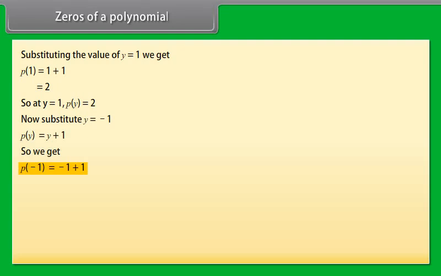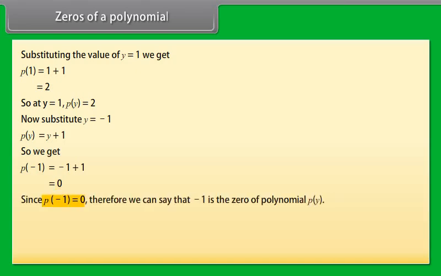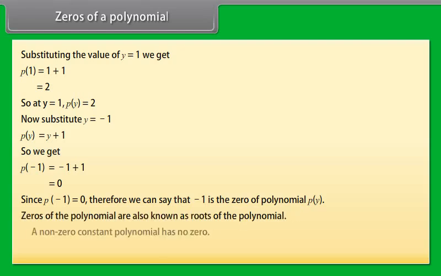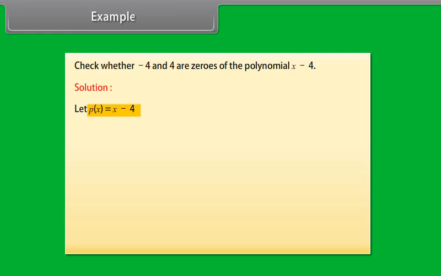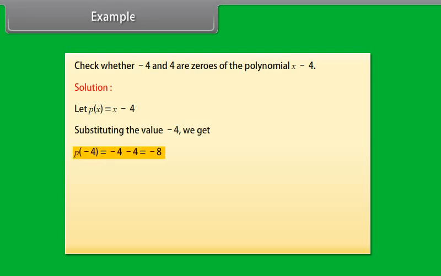Let's now solve P(y) is equal to y plus 1. By substituting the value of y is equal to 1, we get P(1) equals 1 plus 1, which is 2. So at y is equal to 1, P(y) is equal to 2. Now substitute y is equal to minus 1, we get P(minus 1), which is equal to minus 1 plus 1, which is equal to 0. Since P(minus 1) is equal to 0, therefore we can say that minus 1 is the zero of polynomial P(y). Zeros of the polynomial are also known as roots of the polynomial.